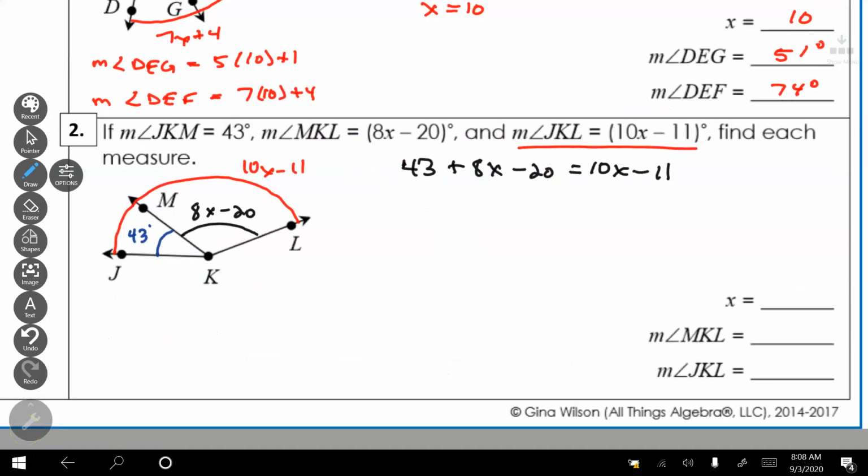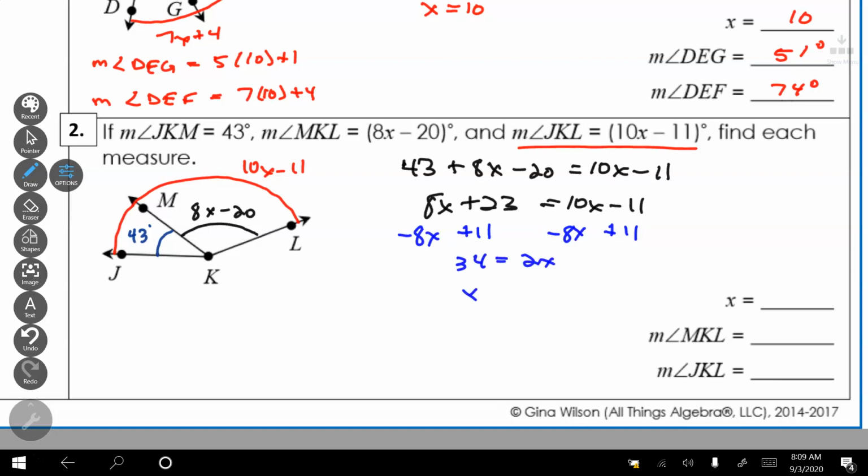Again, I just drew the diagram, and you can see that I have the first angle of 43 degrees plus the second angle of 8x minus 20 is equal to the giant angle of 10x minus 11. I do my algebra, and I get 34 equals 2x, so x equals 17.